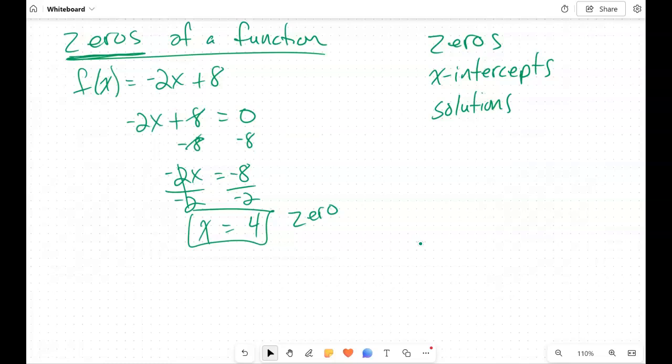Okay, so that's our discussion on solving linear equations, how to use the graph to solve those linear equations, also bringing in those inequalities for some situations, and then also looking at zeros of a function.